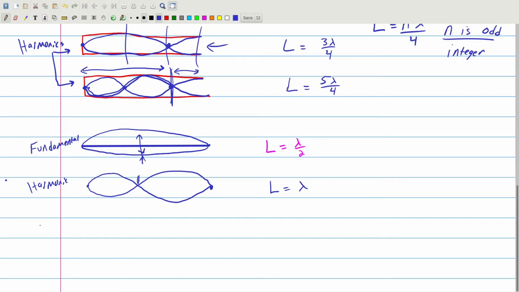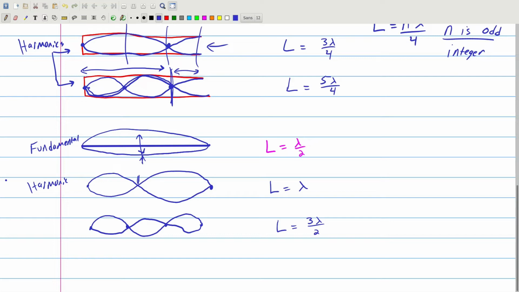Okay, and then finally, over here, instead of having just 3 nodes, we could have like 4 nodes that this passes through. And we could have a wave that looks sort of like this at one time, and then at a different point in time it's doing this. And so now, that's 1.5 waves, so L is going to be equal to 3 lambda over 2.